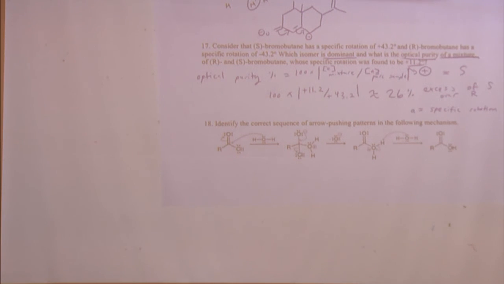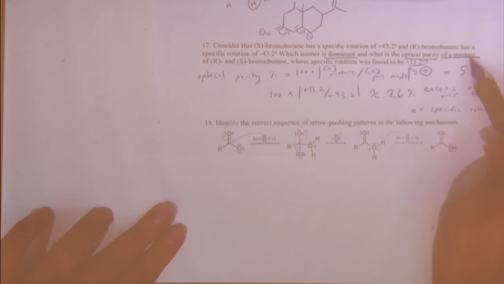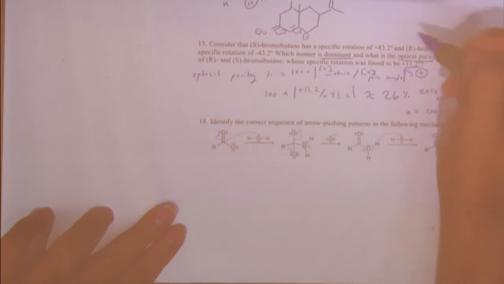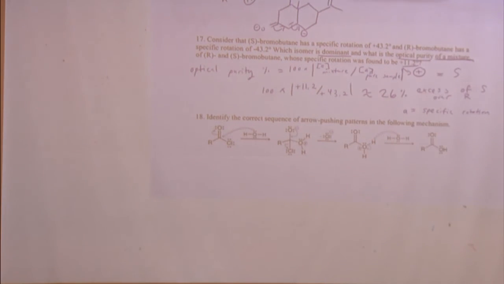Yeah. So 11.2 was the specific rotation of the S enantiomer? It's the specific rotation of the mixture. Because the question said what is the optical purity of a mixture, that's why it says the positive 11.2 degrees. We know that's already the mixture, which is not going to change.